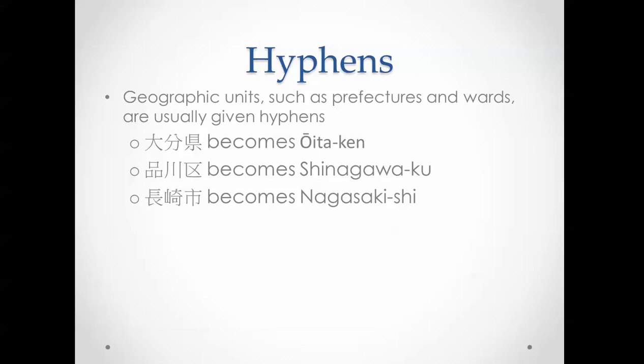Hyphens can also be used in geographic units, like a prefecture or a ward. So here's an example. Oita-ken is Oita-ken. Oita prefecture. Shinagawa-ku, Shinagawa ward. Nagasaki-shi, the city of Nagasaki.